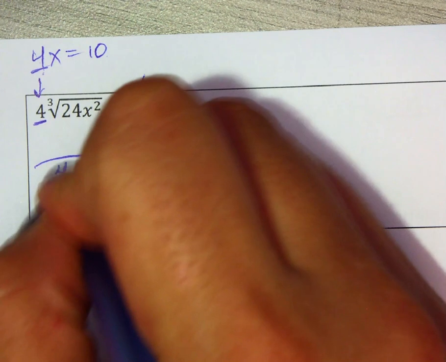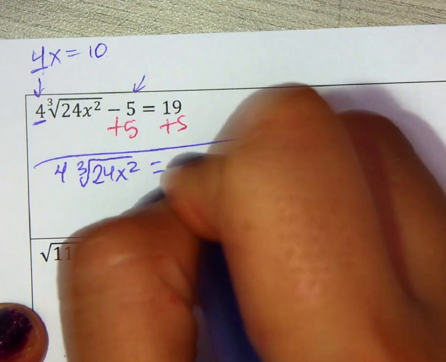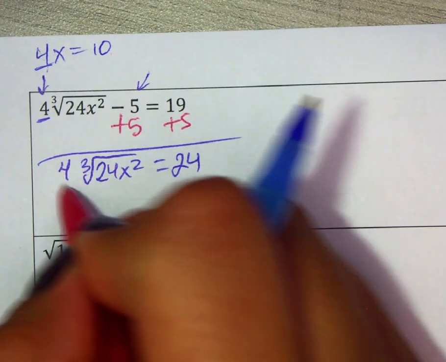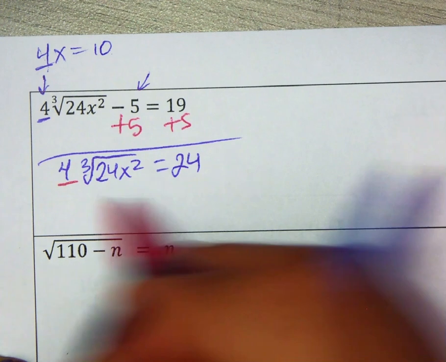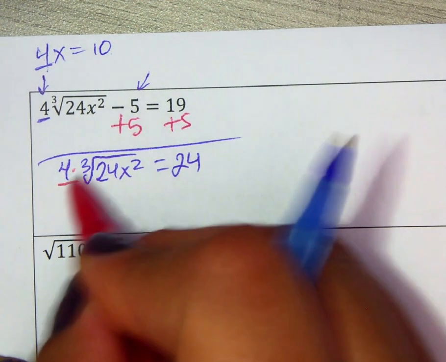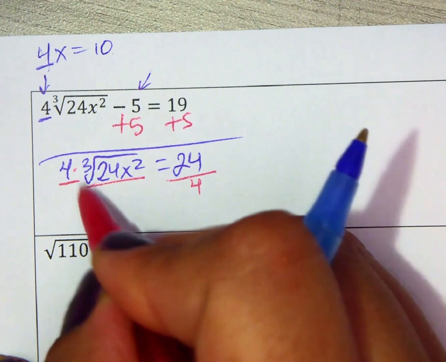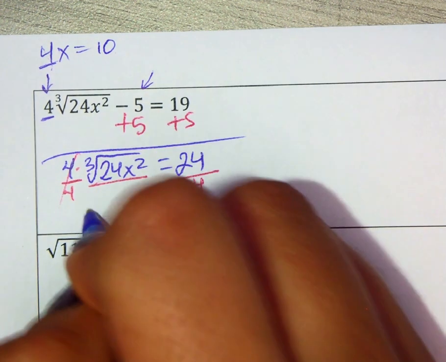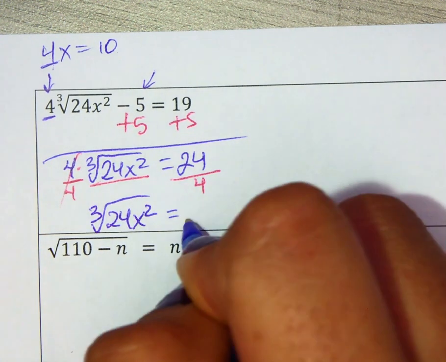And you end up with 4 cube root of 24x squared equals 24. And then from there, that's the 4 that we're going to focus on getting out of the left side. So we're going to divide, because right now it's the coefficient of this radical. So by dividing by 4, we eliminate that 4/4. And then I have cube root of 24x squared equals 6.